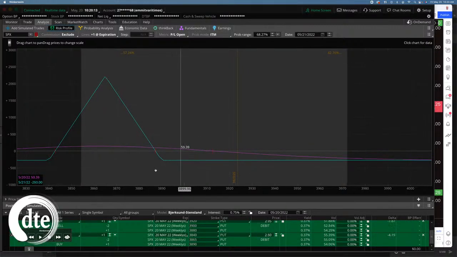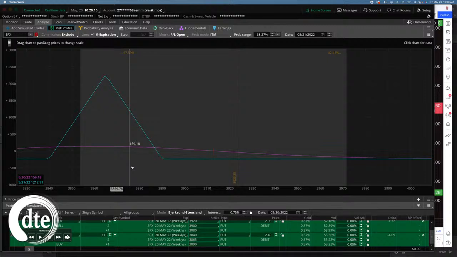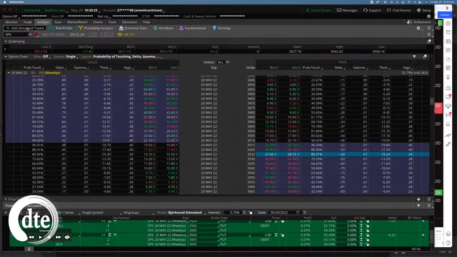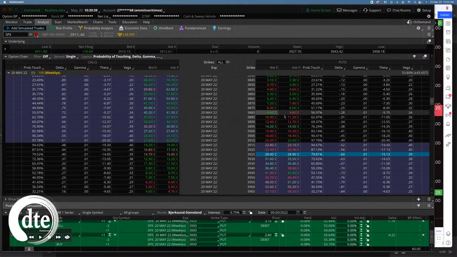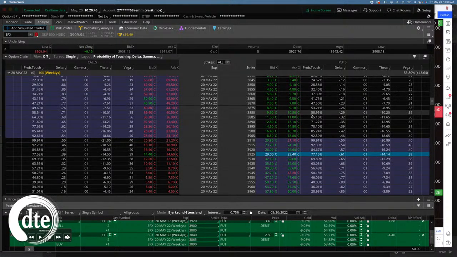So for instance, if I wanted to know what it would take to get into here, what are the odds of me getting to 3880? The odds of getting to 3880 look like about a 57% chance of getting in there sometime today. So I'm going to say that that's probably closer to 65, 70%, given that we don't think that it's going to reverse on us today.